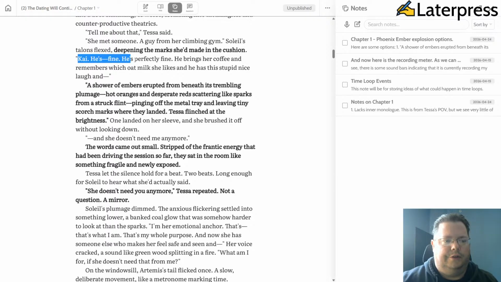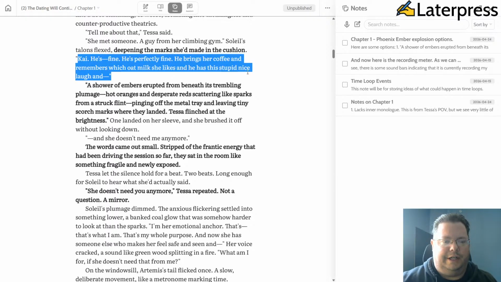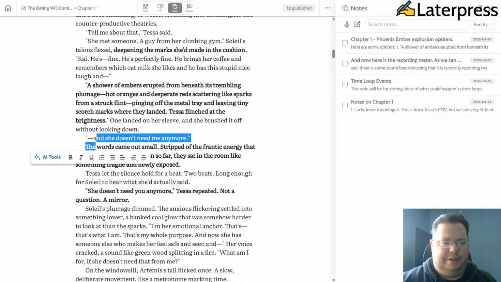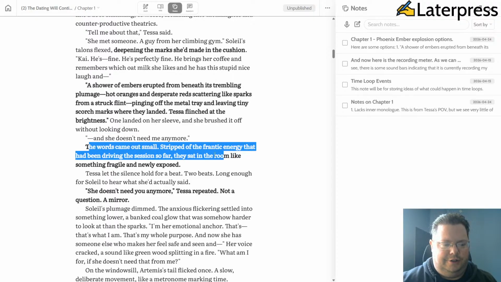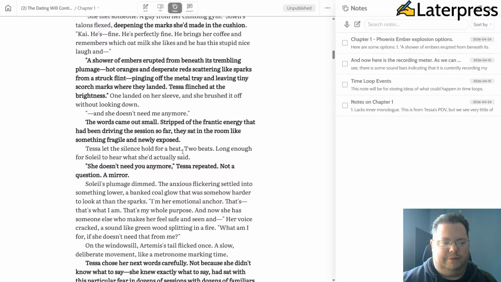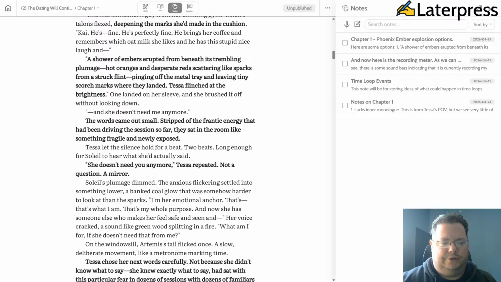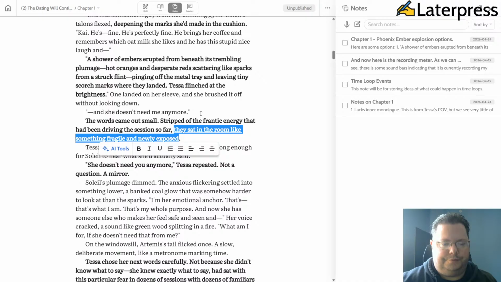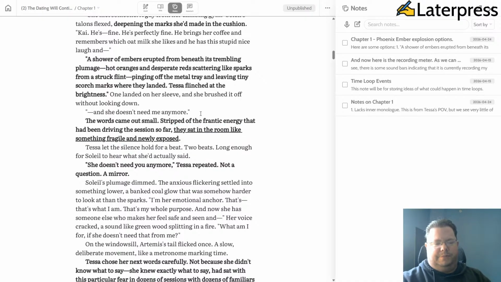Okay, now getting back to this. "Kai is perfectly fine. He has a stupid nice laugh and she doesn't need me anymore. The words came out small, stripped of the frantic energy that had been driving the session so far, and they sat in the room like something fragile and newly exposed." So this part here that I'm underlining, they sat in the room like something fragile and newly exposed.